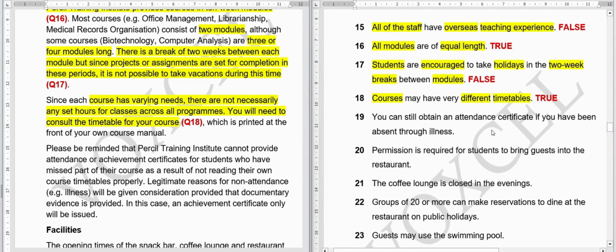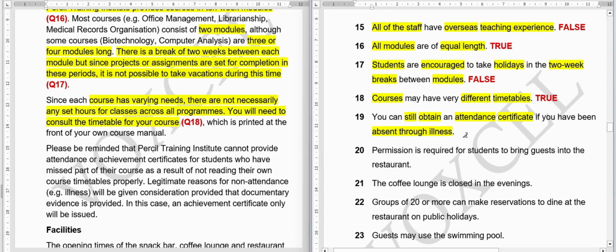You can still obtain an attendance certificate if you have been absent through illness. So they're saying that there should be some condition, and even if that condition persists, you can still do something. You can still get your attendance certificate if you have been absent through illness. Like if you were ill and you were not able to attend your classes, you can still get your attendance certificate. If that's the case, the answer will be true.